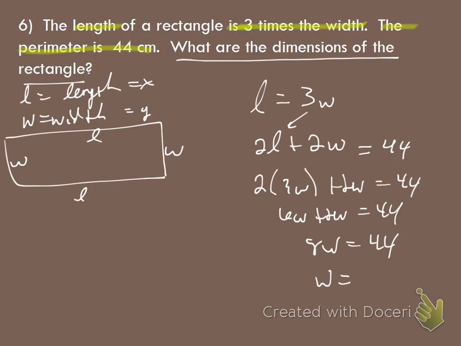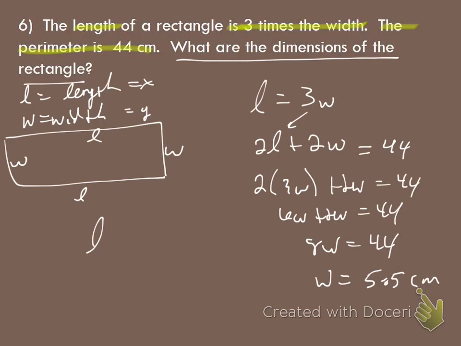Right? And so we divide 44 by 8, and we get 5.5. And I want to do a decimal because this is a length, right? This is 5.5 centimeters, which makes more sense than telling somebody it's 11 over 2 centimeters long, right? Or wide.